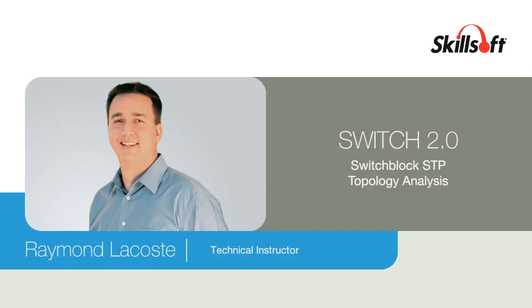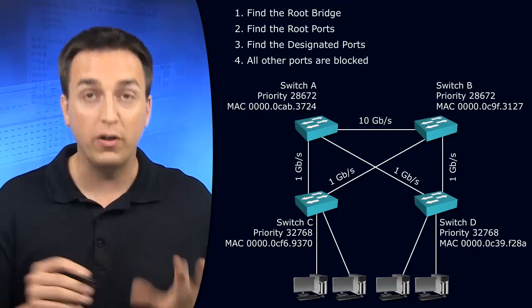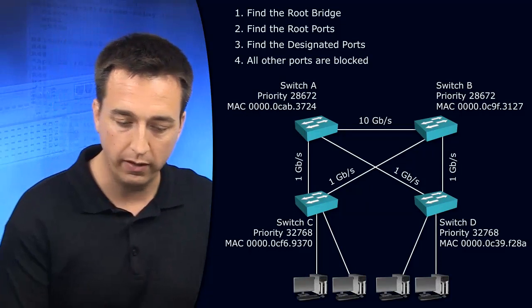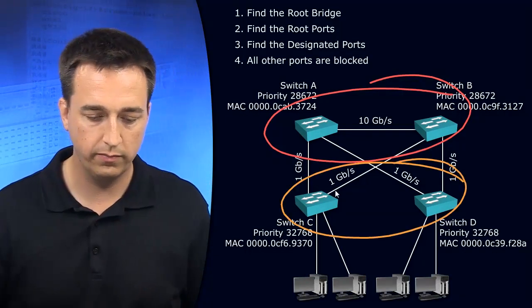Here's an example of an enterprise campus architecture switch block. And we have our distribution layer, which is up here. And we have our access layer, which is down here.